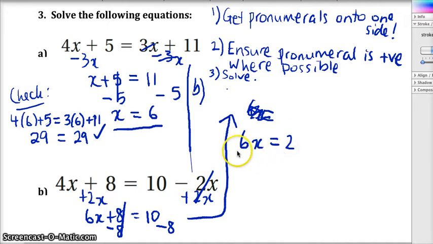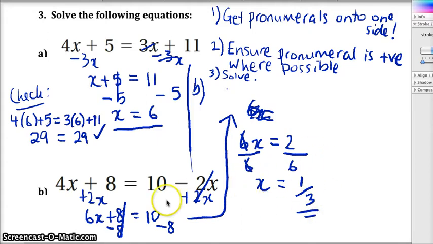If I want to get x by itself, ask yourself what's happening to it? Well, it's being times by 6, so I'm going to divide by 6 on both sides. 6 divided by 6 is 1, leaving me with 1x, but we don't write the 1. And 2 divided by 6, well, that is 1/3, and that's my answer. And again, you can check it, and the best way to check it here is probably just quickly with your calculator, but that should be the right answer.